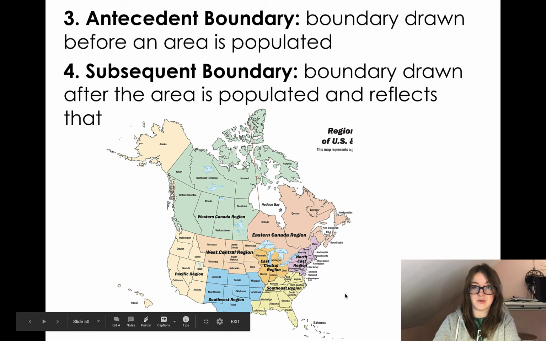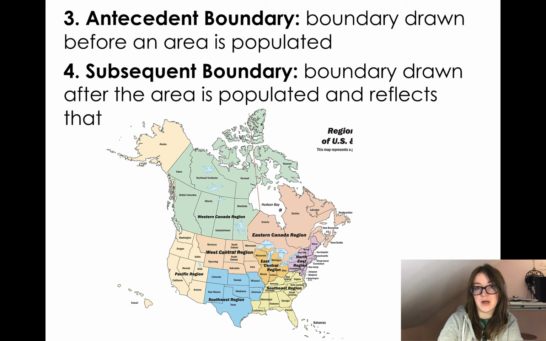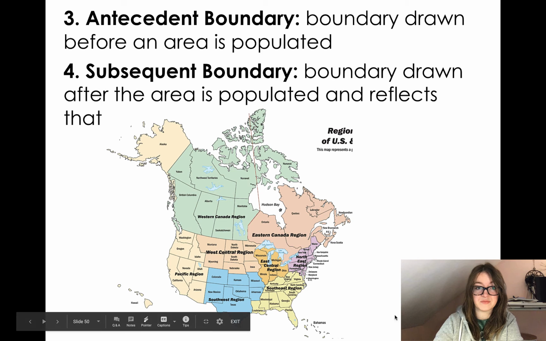A subsequent boundary is drawn after the area is populated, and it's basically drawn because the area is populated. So it reflects that population. But subsequent, sub meaning after or below.